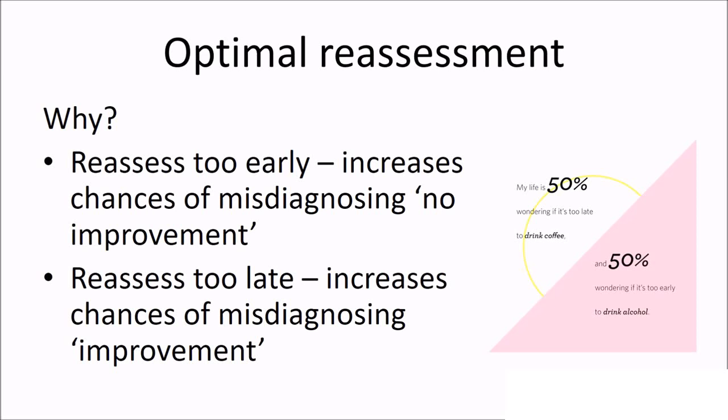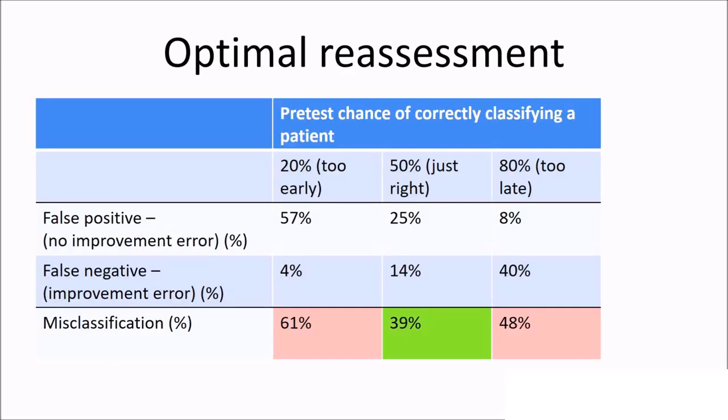So they argue that if we reassess a patient too early on, the chances of misdiagnosing the person as having no improvement increases. On the other hand, if we reassess them too late, this increases the chances of misdiagnosing someone as having improved. Well, how do we know that? The answer is actually shown in this particular table over here.